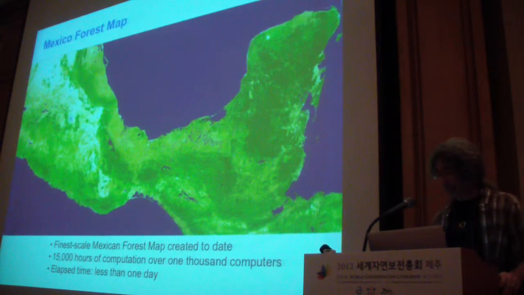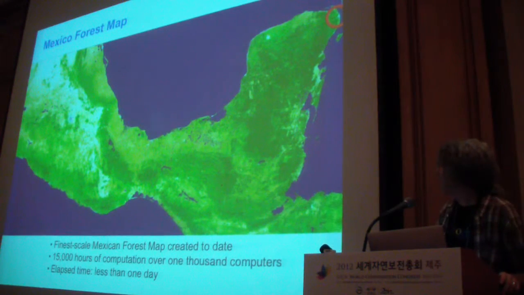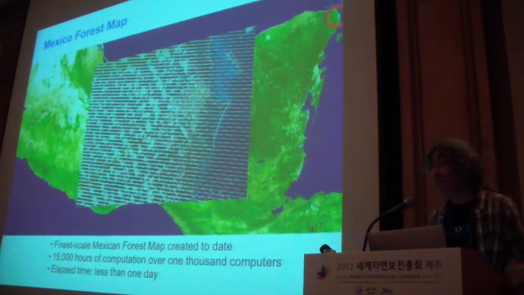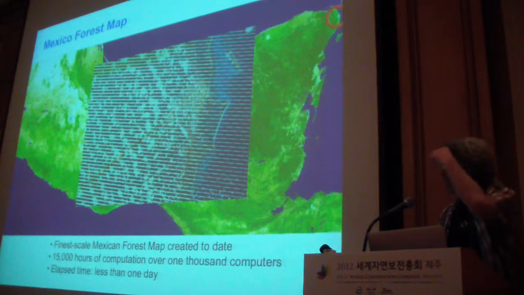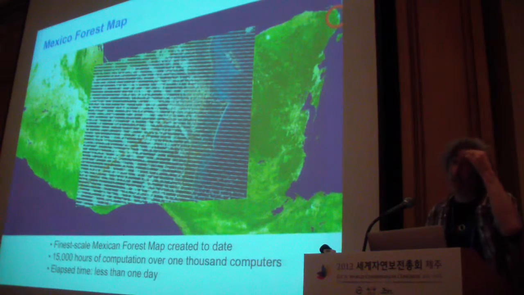And this image is kind of nice. Here's Cancun up there. This is the kind of data that we were working with. We worked with a guy named Matt Hansen on this. He's the one who provided the algorithms.